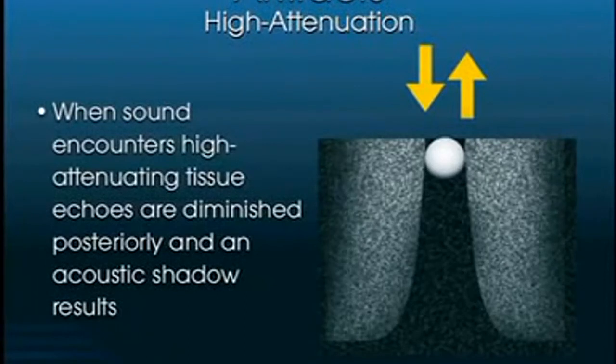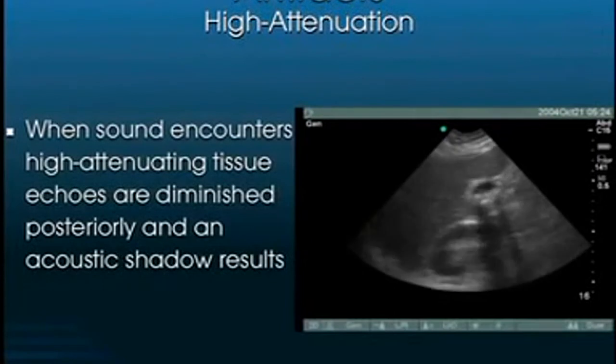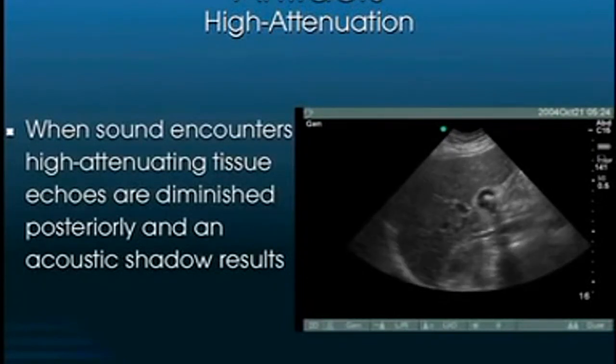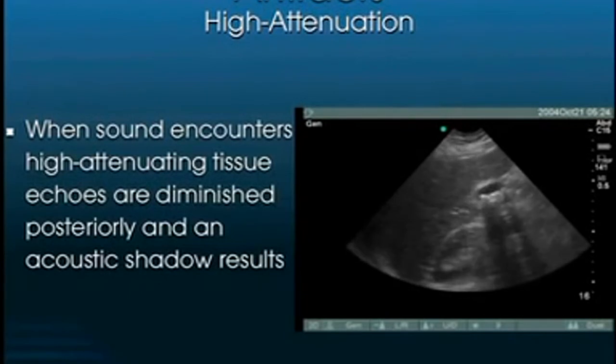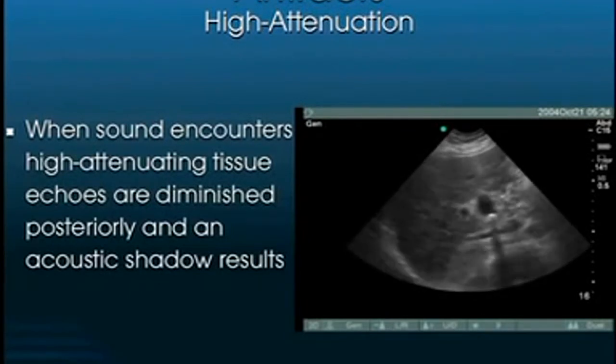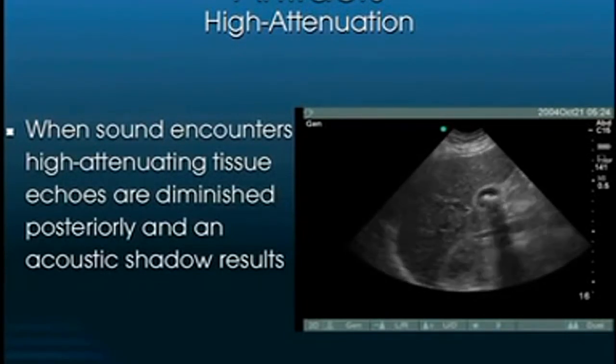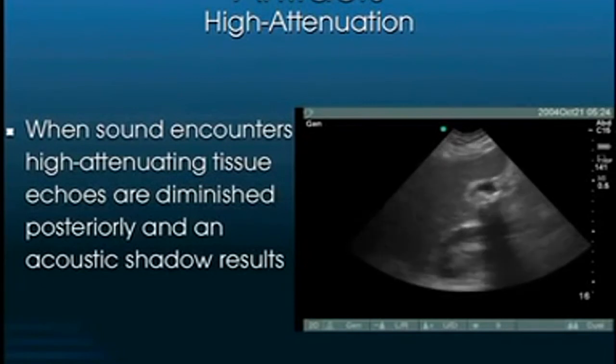Well, then there's different artifacts. The word attenuation means the progressive weakening of the sound as it travels into and then out of the body. When sound encounters a high attenuating tissue, therefore, the echoes posterior to it get diminished, and an acoustic shadow is what results. This happens when you have tissue that is very high density, such as gallstones. You see the sound is getting attenuated or weakened as it encounters the gallstones, and then there's a shadow that persists, and that is what defines us as having a gallstone.